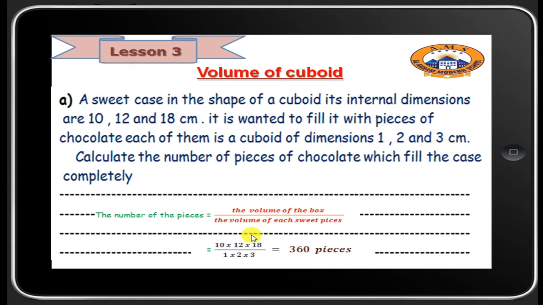So you can divide the volume of the box by the volume of the chocolate, so that will give you the number of the pieces. Here the number is 360 pieces of chocolate that I can put inside this sweet case. Okay, I hope you understand this one.